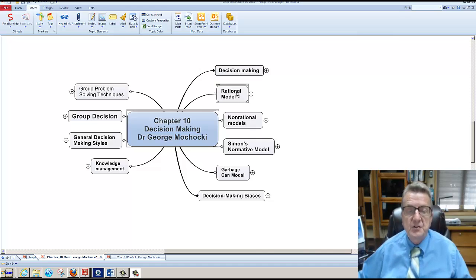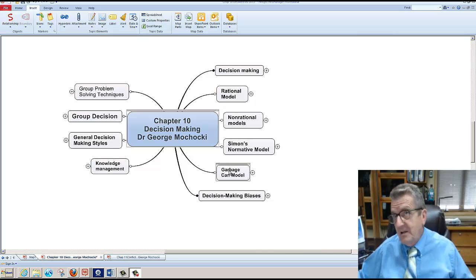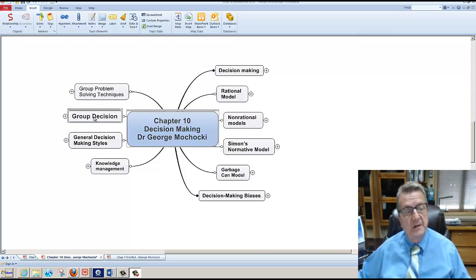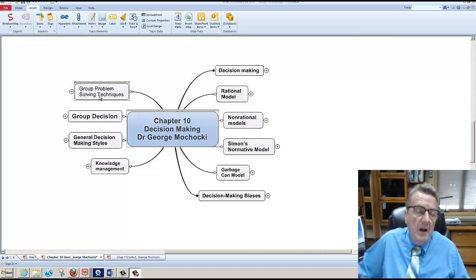We're going to talk about decision making, just a quick overview about the rational model, the non-rational model, Simon's normative model, garbage can model, and garbage in, garbage out, decision making biases, knowledge management, and general decision making and group decision making. How a group makes a decision. This will tie into the previous chapter we had on teamwork and group activities and group problem solving.